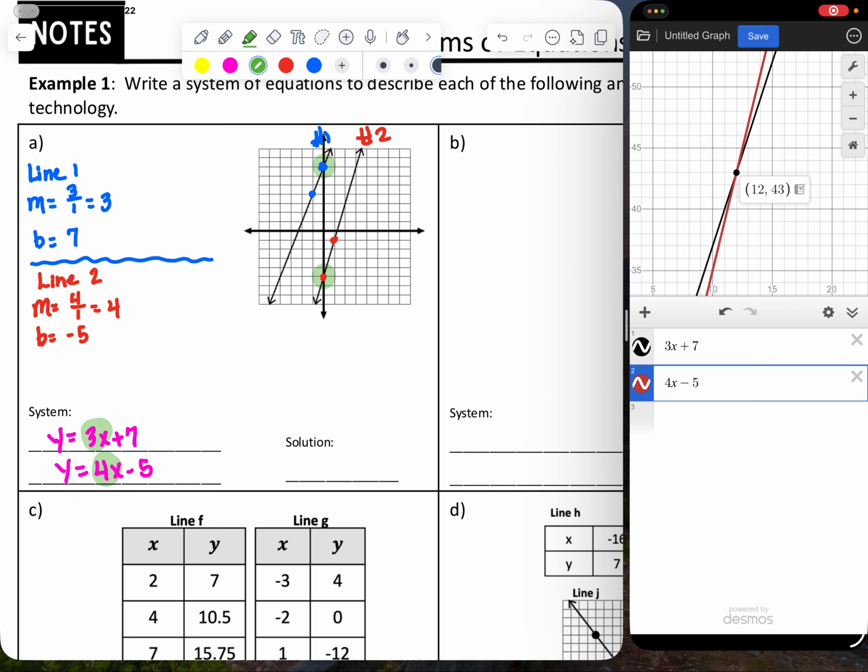So for this problem, my solution will be 12, comma, 43.